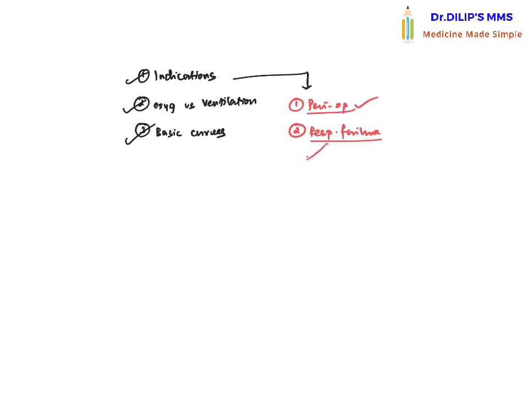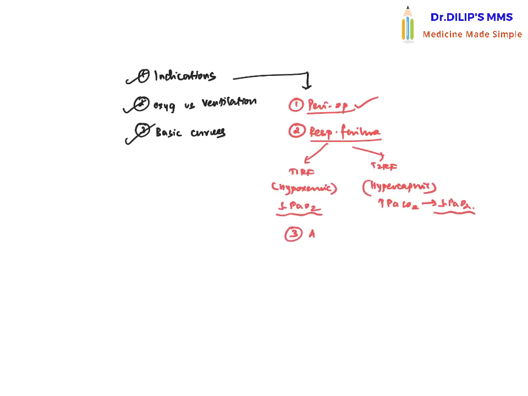The basic two types of respiratory failure are type 1 respiratory failure and type 2 respiratory failure. Type 1 is called hypoxemic respiratory failure, and type 2 is called hypercapnic respiratory failure. In hypoxemic respiratory failure there is low PaO2, and in hypercapnic respiratory failure there is more PaCO2, because of which you have a low PaO2. So in both these conditions, you have a low PaO2 status. That is what respiratory failure is all about.